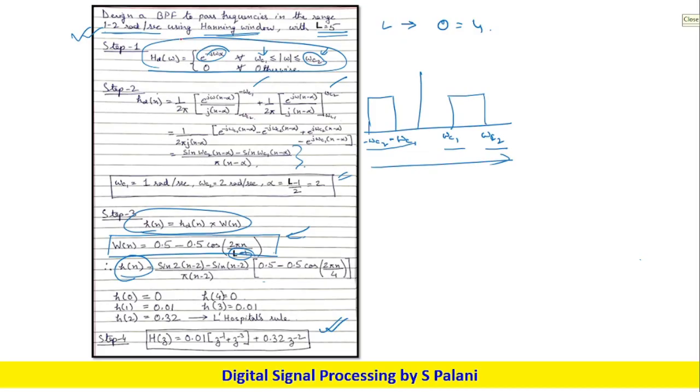Now suppose instead of a band pass filter, I give you a band reject filter to design, then what will happen? So it is minus pi to pi. So here it should be minus pi. In the band reject filter, this should be 0. So my frequency response would be something like this.